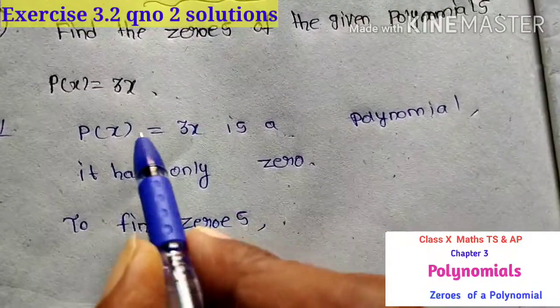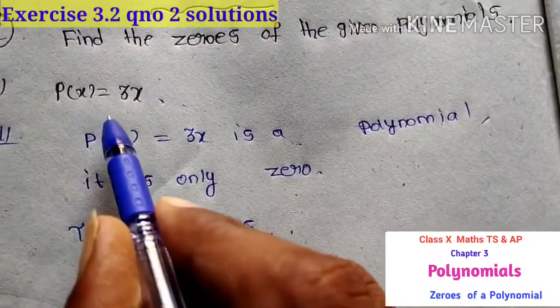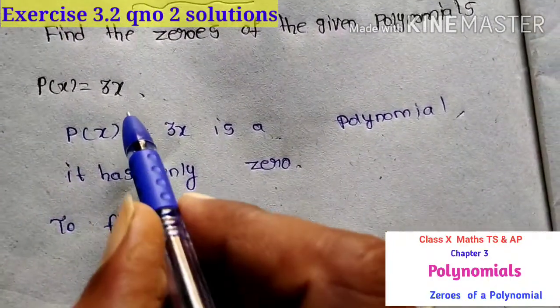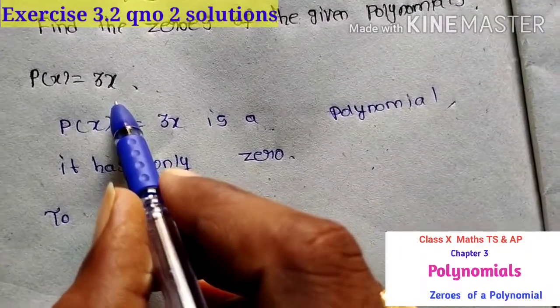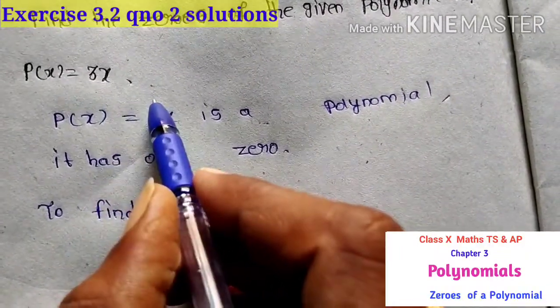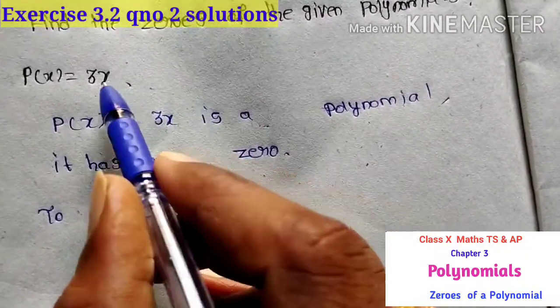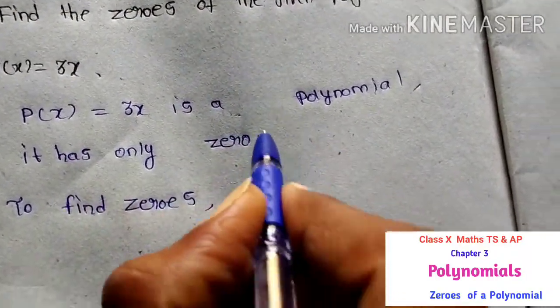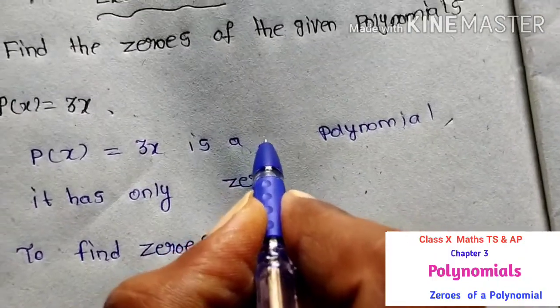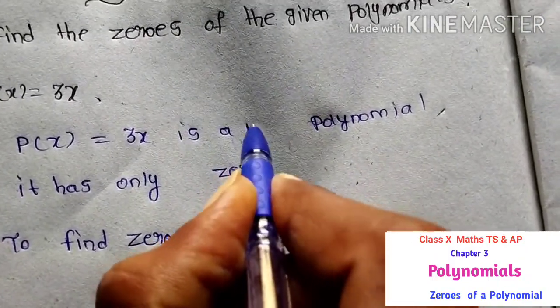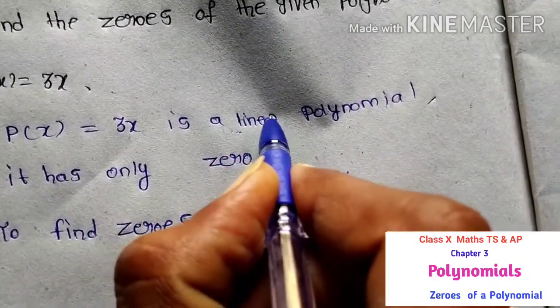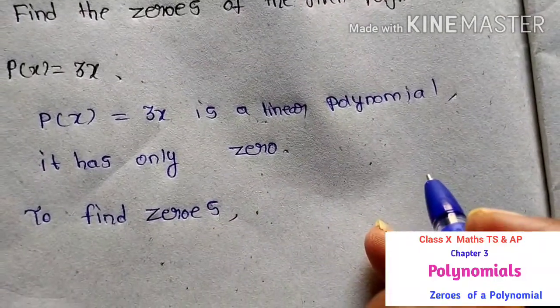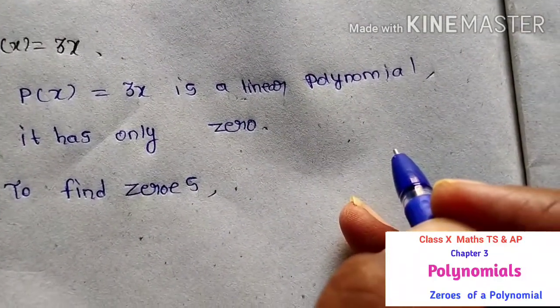First polynomial they have given is p of x is equal to 3x. Once you observe here, is it a linear polynomial, quadratic polynomial, or cubic polynomial? What is the degree of the given polynomial? Only one. That means it is a linear polynomial or not? Yes, you can write here, p of x is equal to 3x is a linear polynomial.